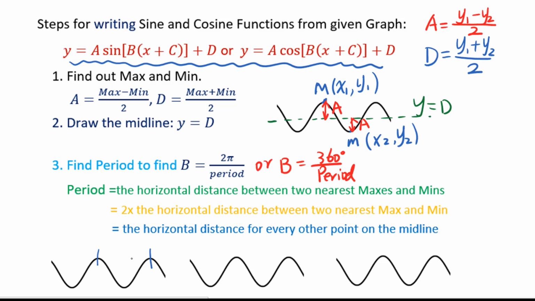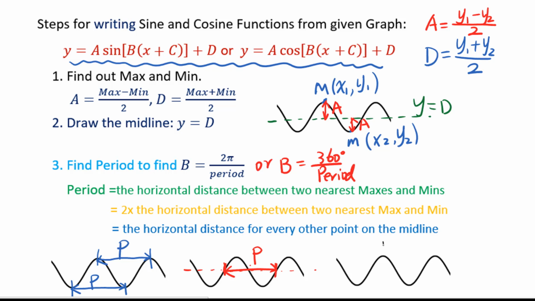You can go from one maximum point to the adjacent maximum point and find the horizontal distance. This will be the period P. Or from one minimum point to the adjacent minimum point, find the horizontal distance. This will be the period. Or you can figure out the period from the midline. It will be from a point on the midline to the next matching point. This will be the period.